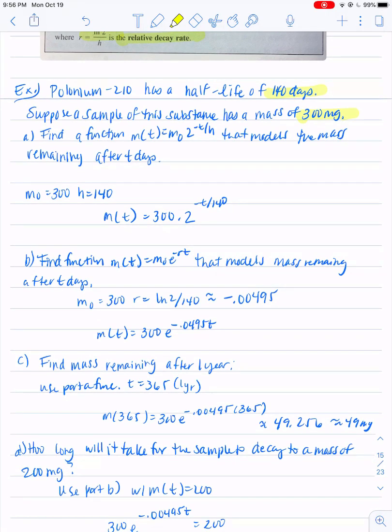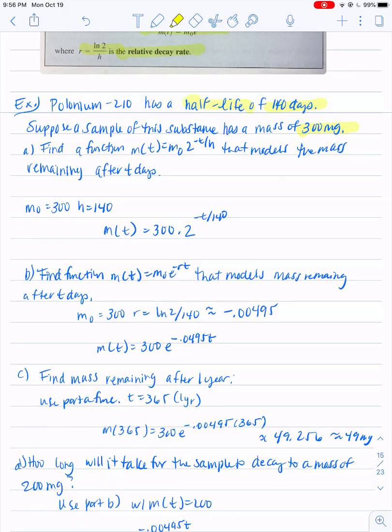Now we want to find a function m of t equals m0 e to the negative rt that models the mass remaining after t days. So m0 equals 300, and r is the natural log 2 over 140, because 140 is our half-life. That's approximately 0.00495. So our m of t is 300 e to the negative 0.00495 t. Oh, I think I forgot a 0 there.